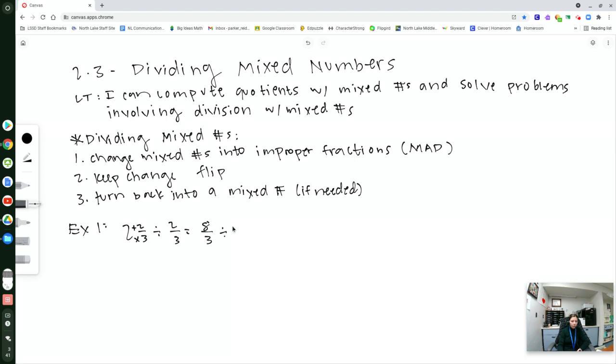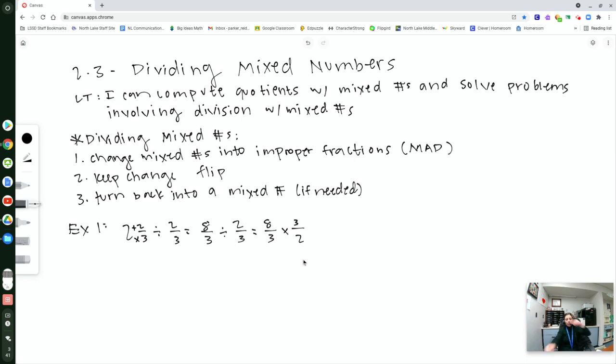The second fraction, it wasn't a mixed number. It was just a proper fraction. So we're going to leave that guy alone. So now our expression says 8/3 divided by 2/3. Now we're on to step 2. We're ready to keep, change, flip. Keep the first one the same. Keep 8/3 the same. Change to multiplication and flip the second fraction. Use its reciprocal, which would be 3/2.